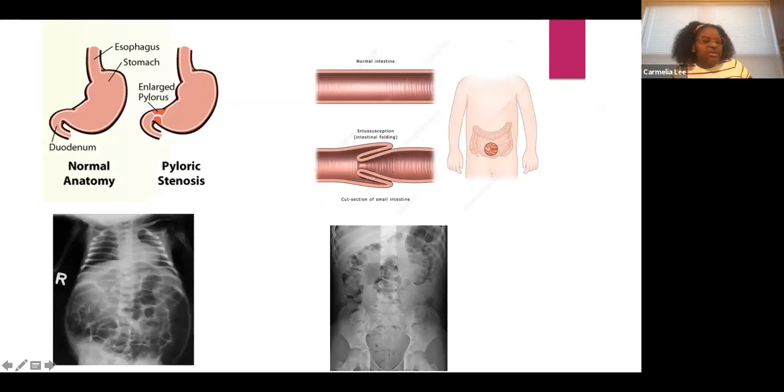And again, this is just a look at what your pyloric stenosis looks like. So it's that pinching of the pylorus of the stomach. Again, often in those infants, worsening over the first weeks to months of life. The intussusception, again, when you have that telescoping of the small intestine, commonly seen in children under 2.